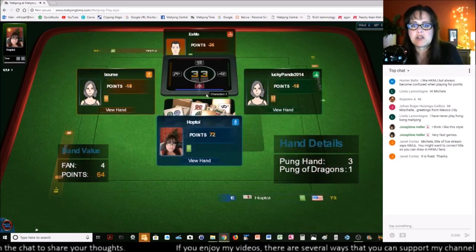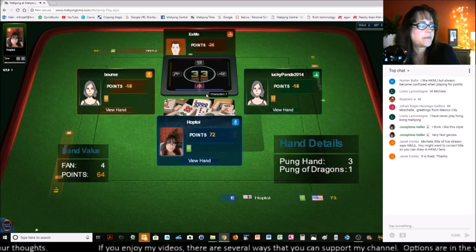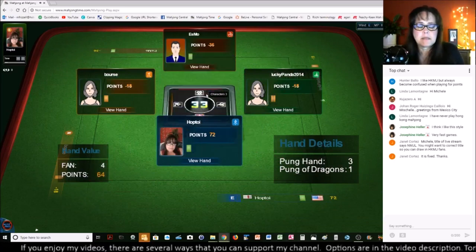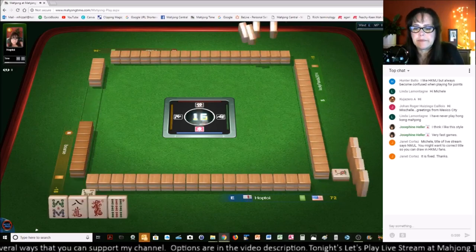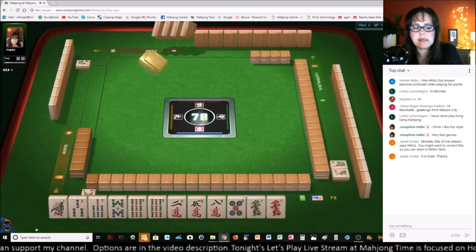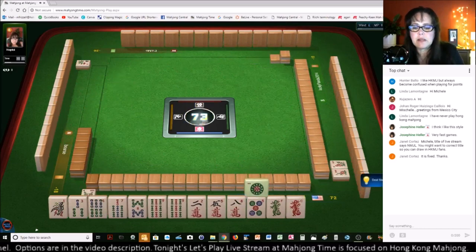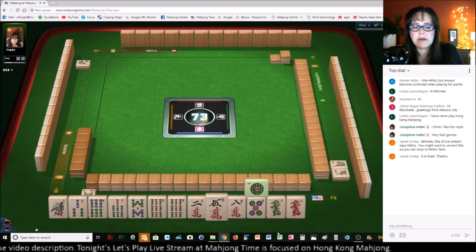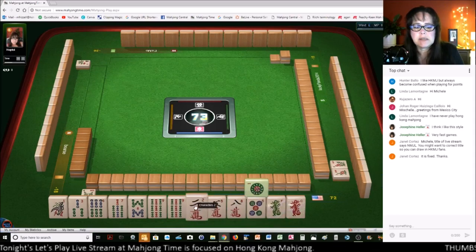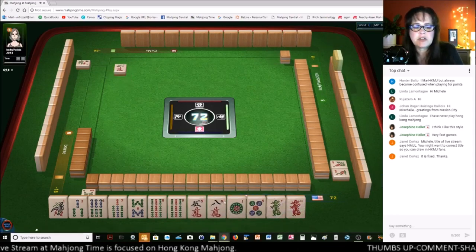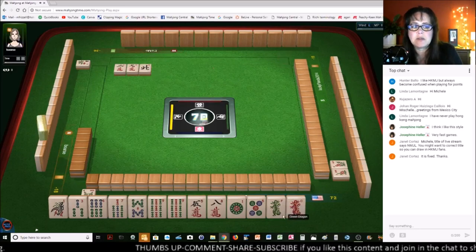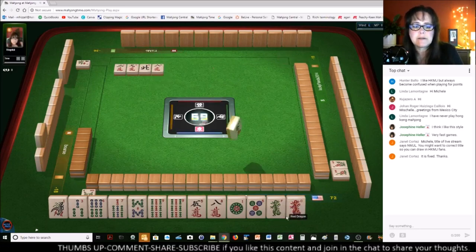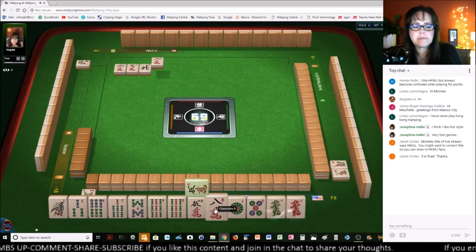Okay, let's try to keep this lead going here. Okay, we are in East Seat. We've got lots of BAMs, including a pair and chow potential. Let's get rid of the two crack. Characters. I think we should try for a half flush because we have a pair of nines. Here's a 6, 7, 8 and a 1, 3. North. We do character. Have some single honors here, the dragons.